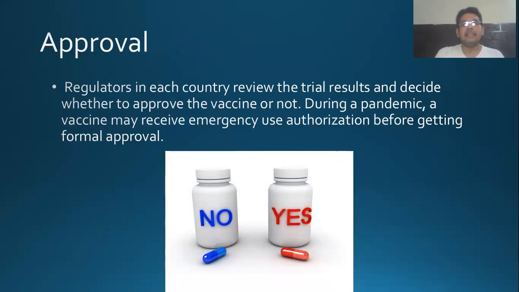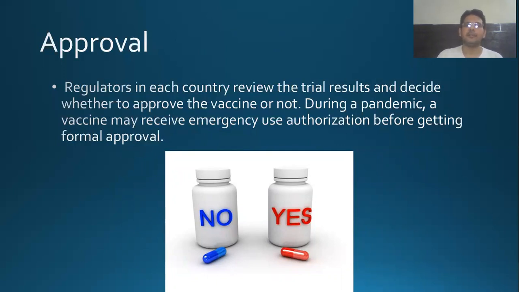In each country they check the results, and then they decide whether we should approve the drug or the vaccine or not. They check all the trials, their protocol, their results, the method of testing and everything. It is reviewed by the regulatory authority, and if they are satisfied, then they approve it, or they reject it if they are not satisfied.